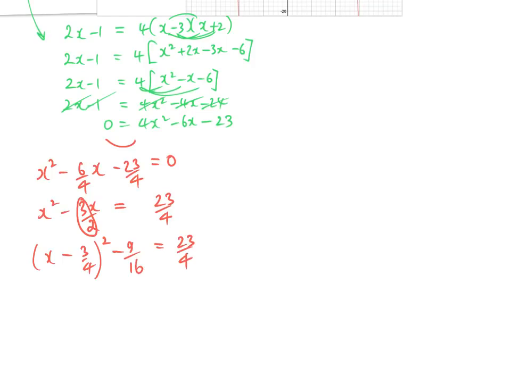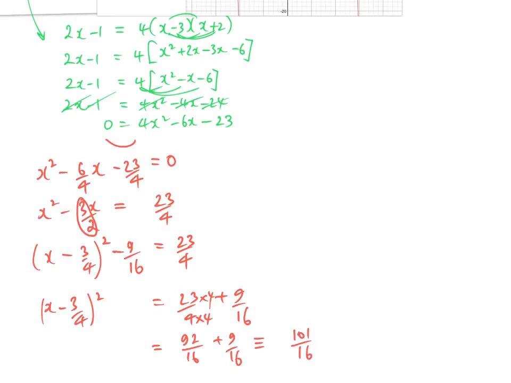If you want to see completing the square, I've definitely got a playlist with algebra with loads of questions in there of how to do that. And then we've got x minus 3 quarters all squared is 23 quarters plus 9 sixteenths. Now if I want to get this in sixteenths, then I'm going to have 92 sixteenths plus 9 sixteenths. Of course you can use calculators whenever you want, so that's 101 sixteenths. So what have I got then? Well, I've got x minus 3 quarters all squared equals 101 sixteenths.